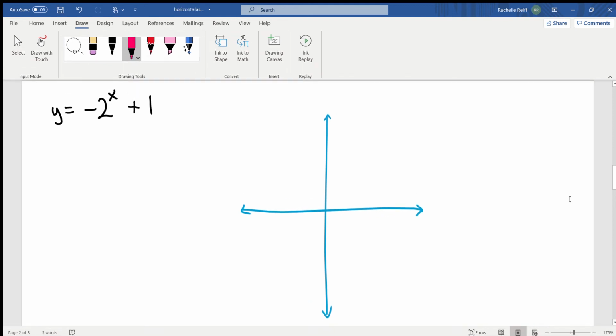All right, you guys. So today we are doing another video on horizontal asymptotes, but this time we're looking at functions that kind of look like this. They have something to the power of x. So maybe it's 3 to the power of x, maybe it's 5 to the power of x, maybe it's e to the power of x, because I know you guys like this applies for all of it.